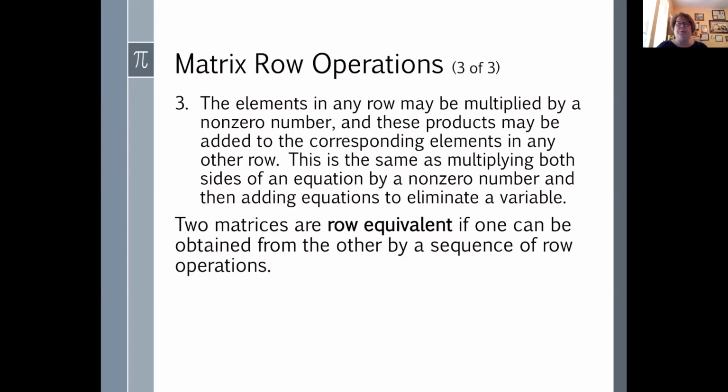All right, so what can you do? You can interchange any 2 rows of a matrix. You can multiply an entire row of an augmented matrix by a constant or divide by a constant as long as it's not 0. And you can take a multiple of one row and add it to another.